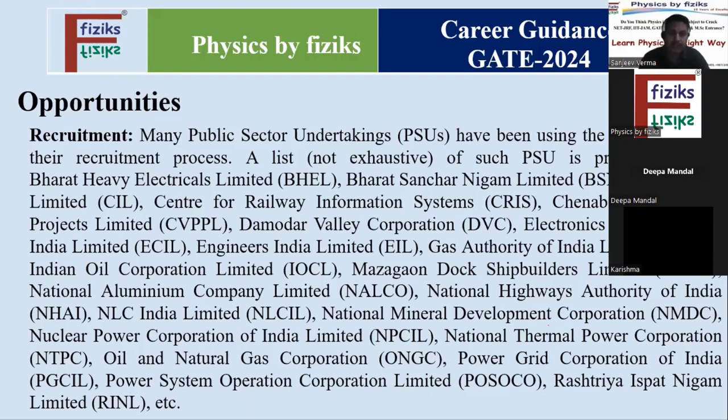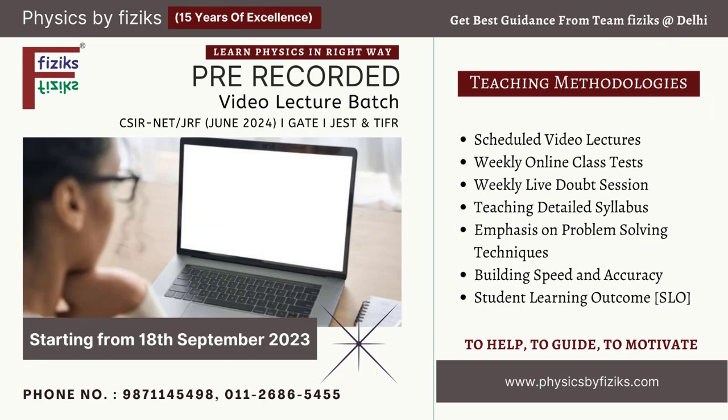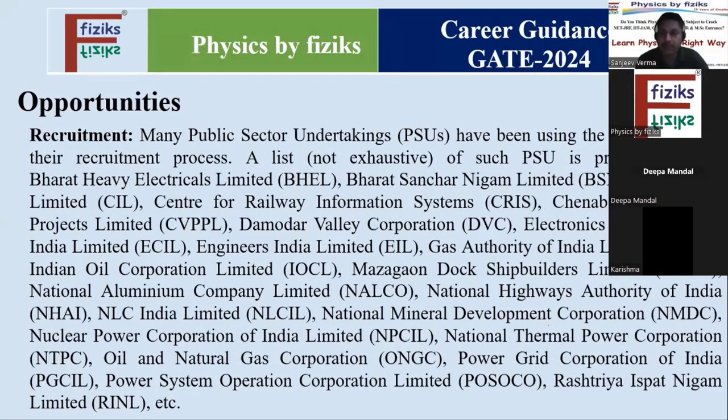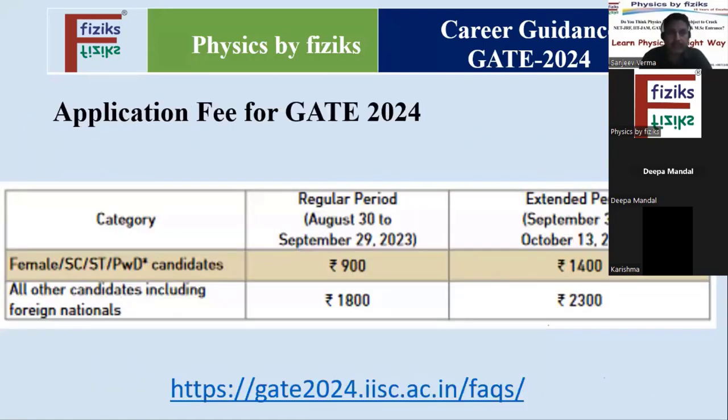GATE score is also accepted in Bhabha Atomic Research Center. If you have a GATE score above their cutoff requirement, you will be called directly for the interview. But if you clear the GATE exam and your score is below their requirement, then you have to go through a written test. If you qualify GATE with a good score percentile, they generally exempt the written test and directly call GATE qualified candidates for interview. So remember it.